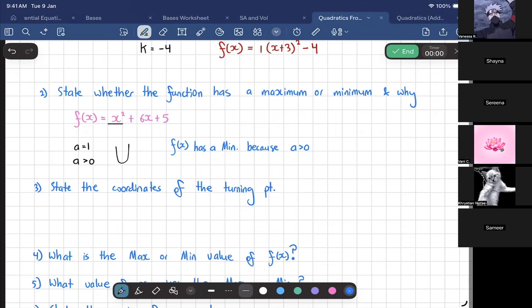Remind me, Vani. Why does it have a minimum turning point? What about it tells us it is a minimum turning point? Wait, I don't know. That's okay. We don't judge anybody here, it's fine. Did you forget how to state if it's a maximum or minimum?